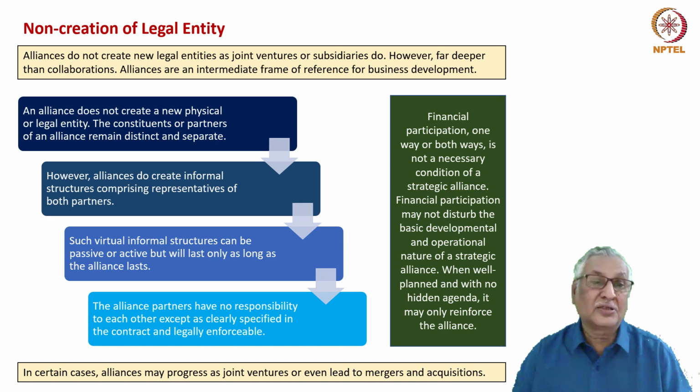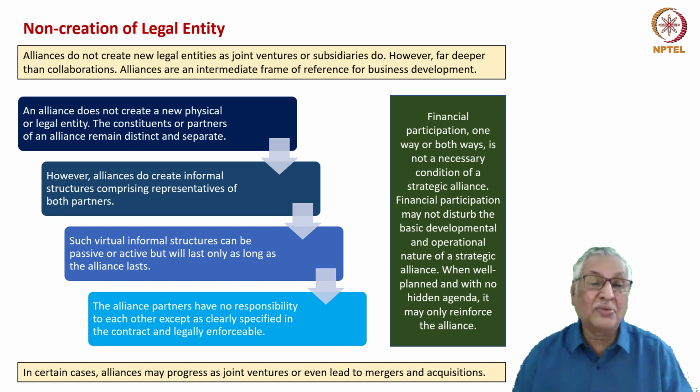Let us be very clear that an alliance does not create a new physical or legal entity. There could be very few exceptions which may create a legal entity but still have the character of an alliance. We will consider one such example in this lecture. That doesn't mean that an alliance creates a new physical entity or a legal entity at all times. As a matter of fact, alliances do not have any legal binding new entity nature.